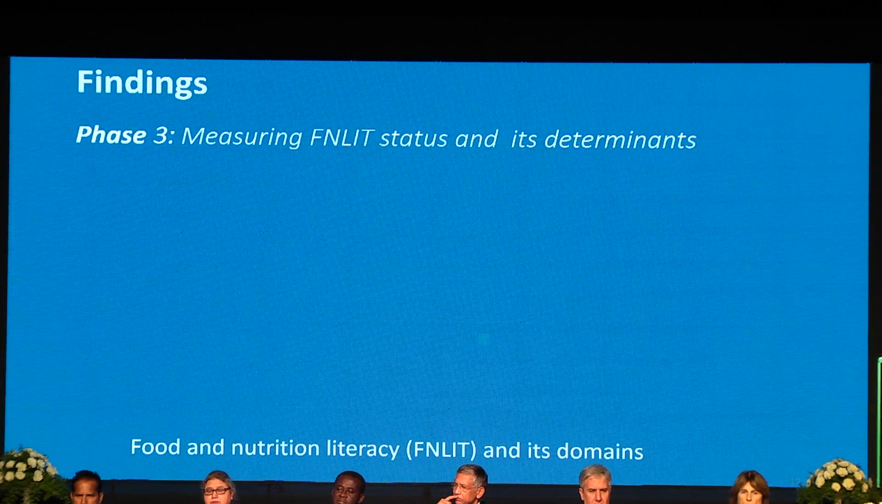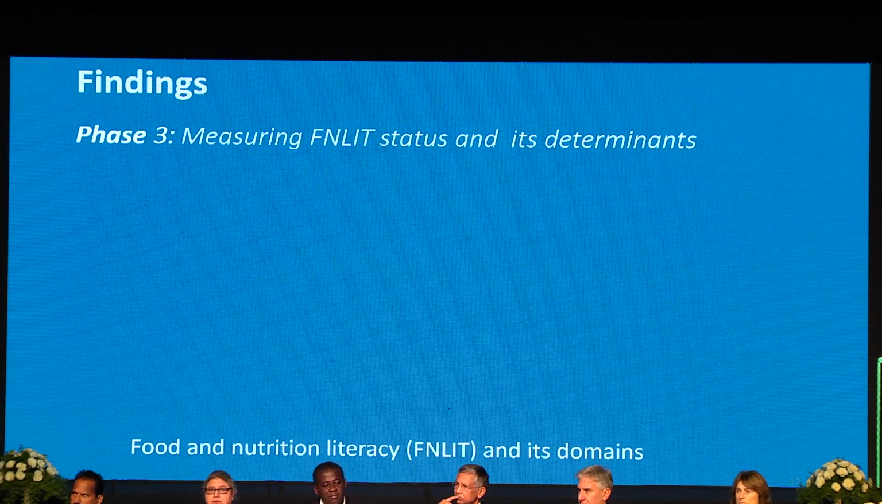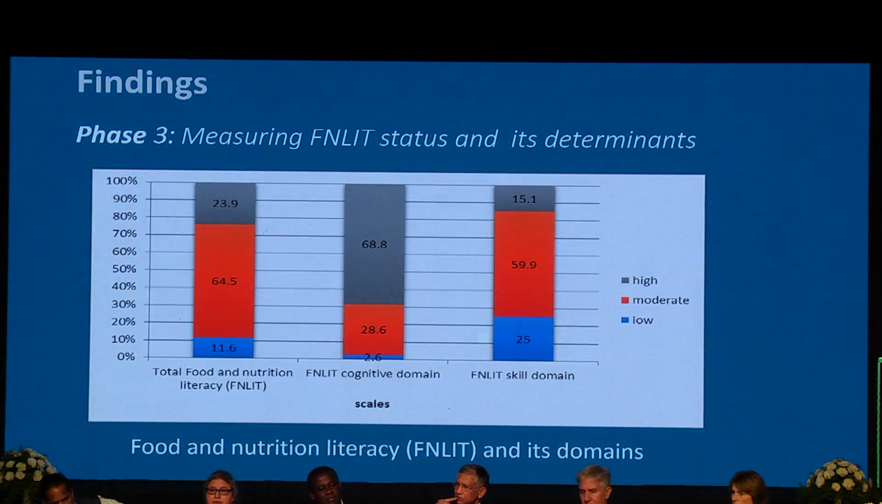Then we measured the food and nutrition literacy of the students in a representative sample of students in Tehran Metropolitan, and identified some of the determinants. Based on what we found, the overall score of food and nutrition literacy of the students was within the average range, while the scores were mainly related to the cognitive domain, and they scored very low in the skill domain.